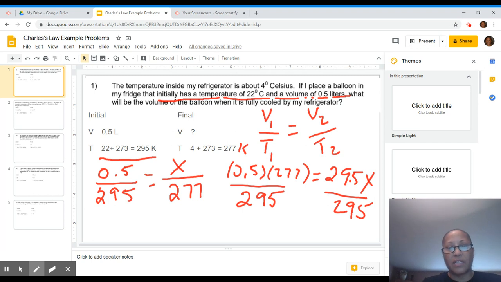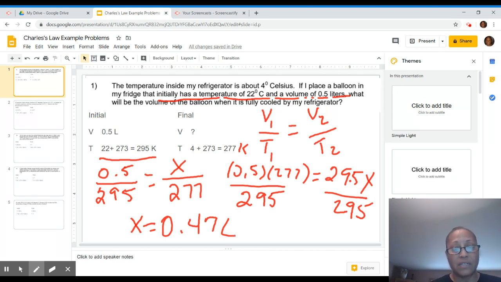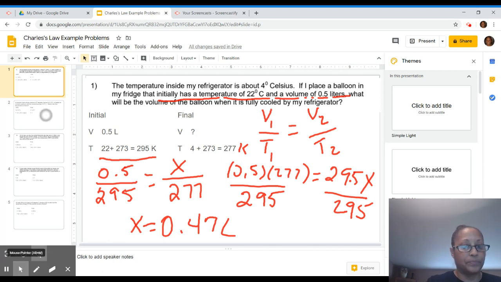So in your calculator, to solve for that volume, you take 0.5 times 277 and divide it by 295. X is going to equal 0.47 liters. Now I did round that. In the calculator, you get 0.46949 and some other numbers, so I rounded that to 0.47. So that's your first example. Let's go on to the next one.